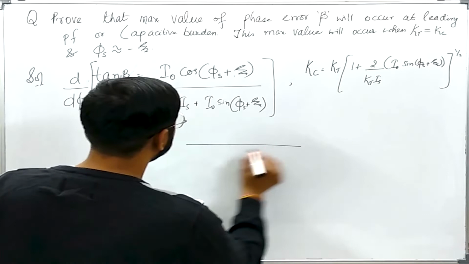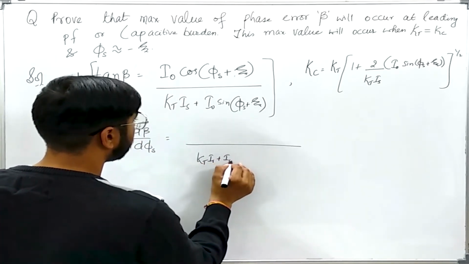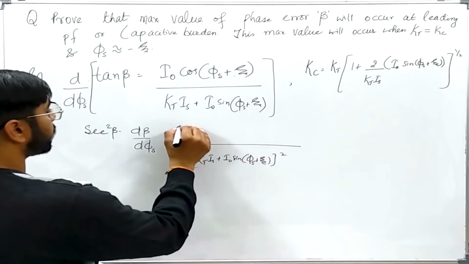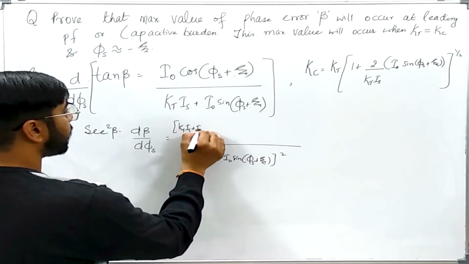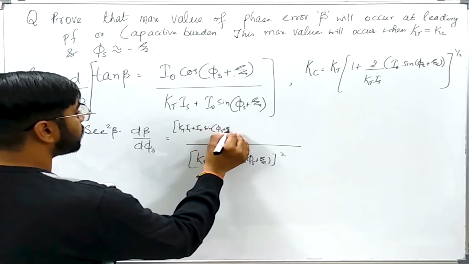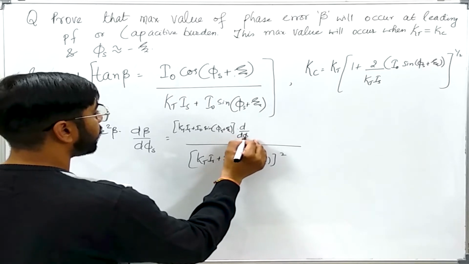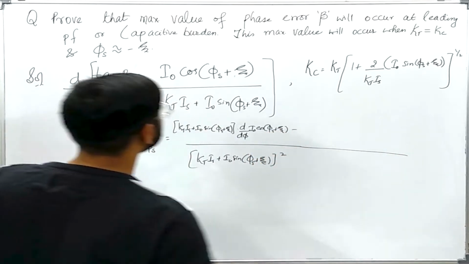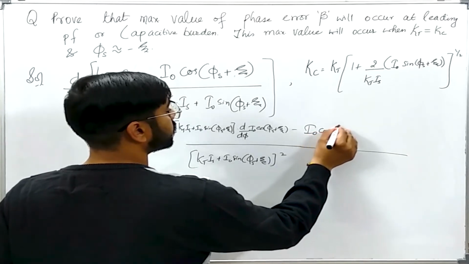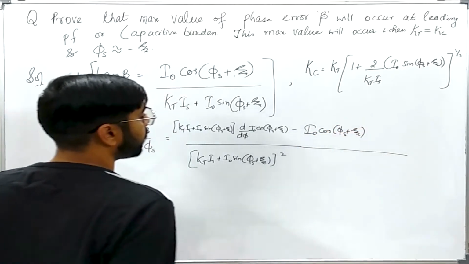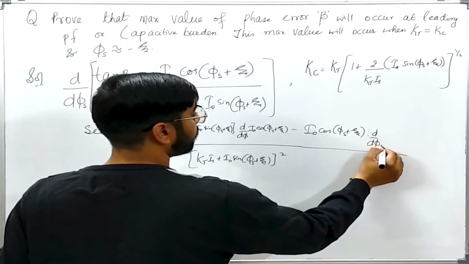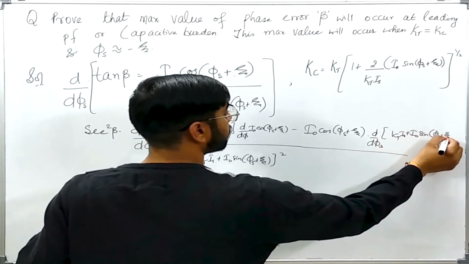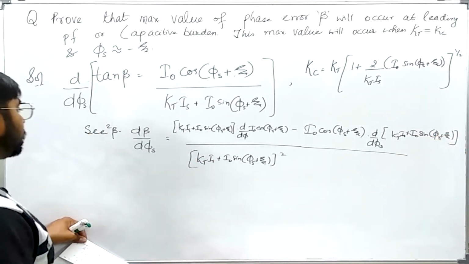equals Kt is plus I naught sin of phi s plus zeta, squared, in the denominator, times the quantity Kt is plus I naught sin of phi s plus zeta into d by d phi s of I naught cos of phi s plus zeta, minus I naught cos of phi s plus zeta into d by d phi s of the denominator Kt is plus I naught sin of phi s plus zeta. So this thing we want to put equal to 0.